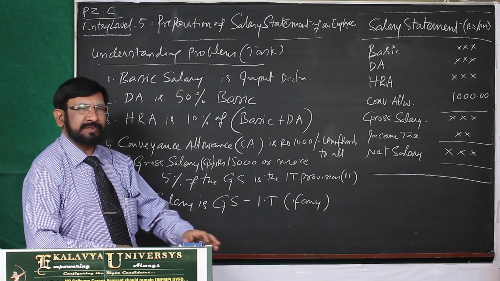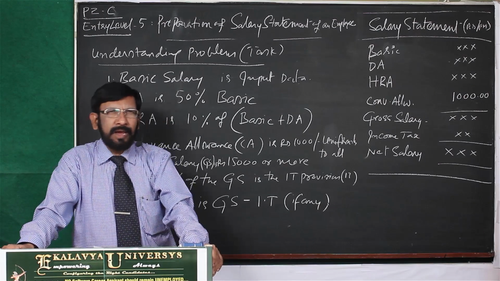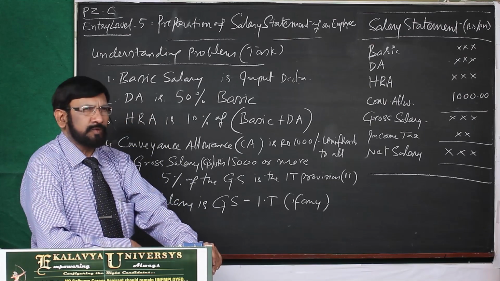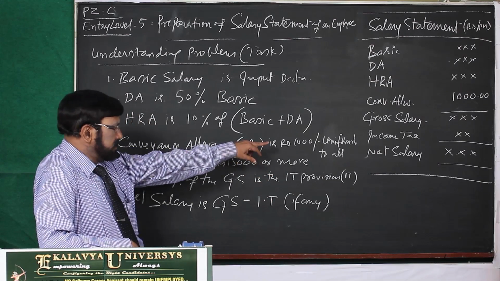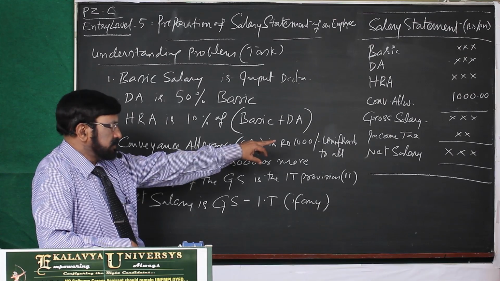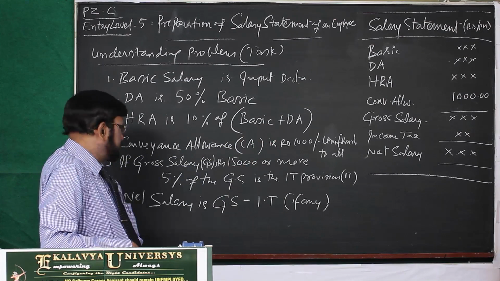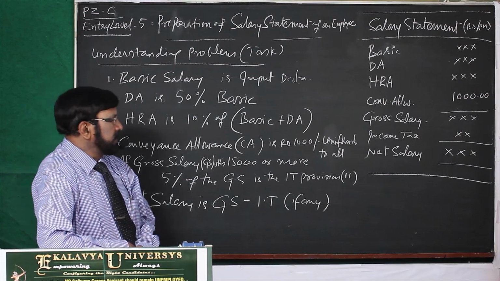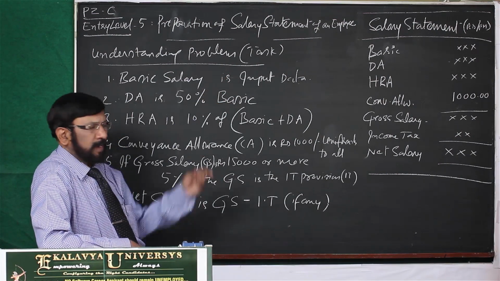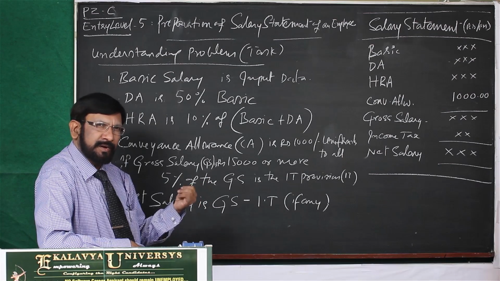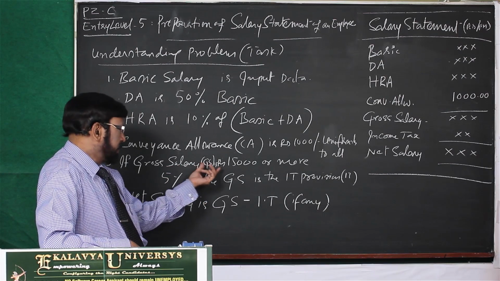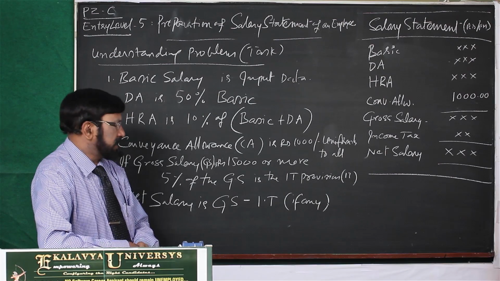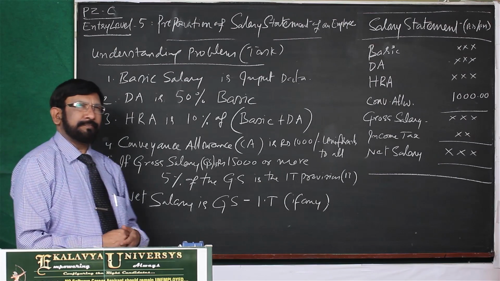Thereafter, conveyance allowance. Conveyance allowance is a uniform allowance to all the employees. It is paid 1000 rupees uniformly to all the employees. Thereafter, by finding the sum of these 4 items, basic, DA, HRA, and conveyance allowance, you calculate the gross salary.